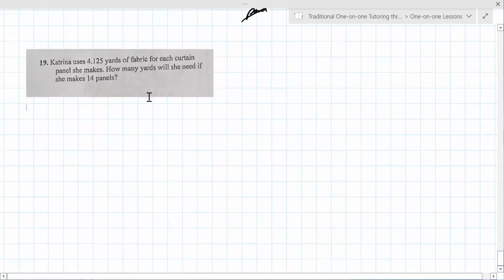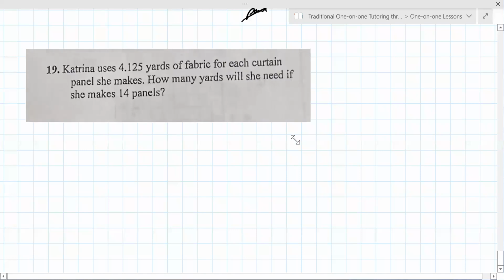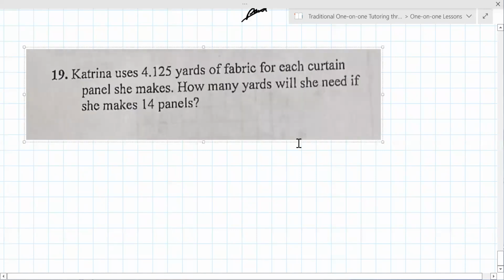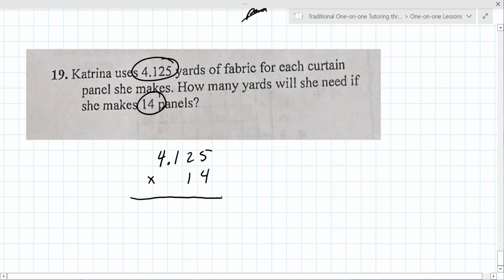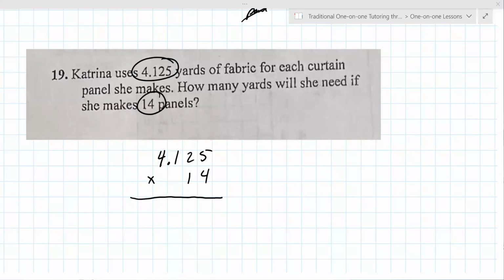Okay, it says Katrina uses 4.125 yards of fabric for each curtain panel she makes. How many yards will she need if she makes 14 panels? What is the math operation between those two? Yeah, you're going to multiply your 4.125 times 14. Okay, so go ahead and get that down, and then we'll move on to number 20. Because you know how to multiply that.